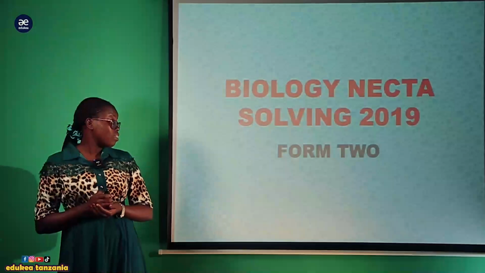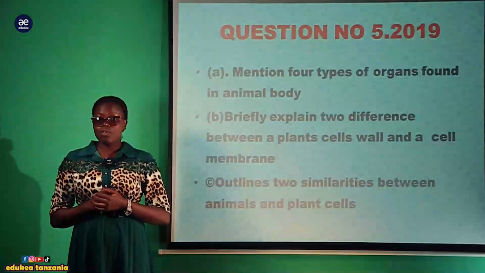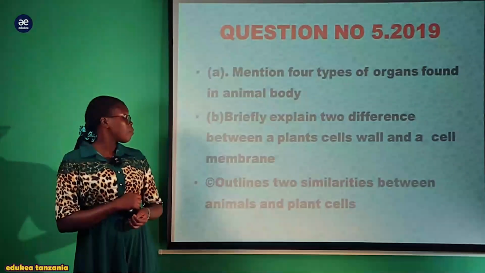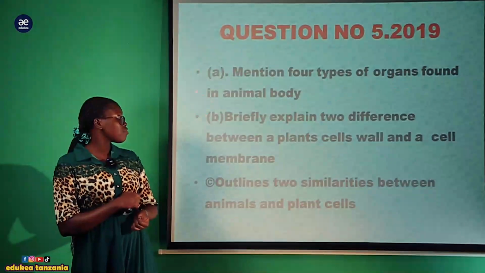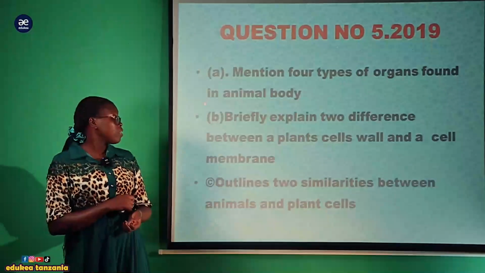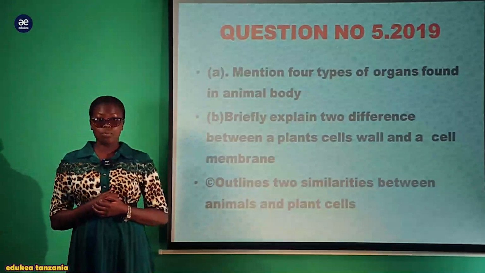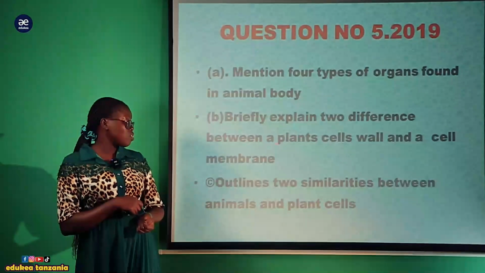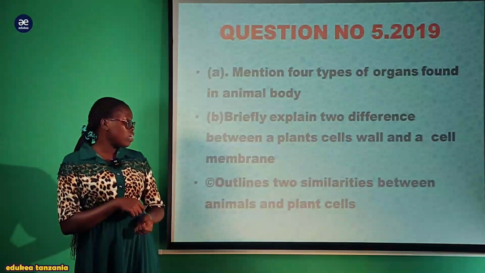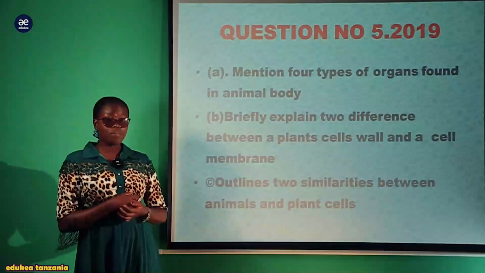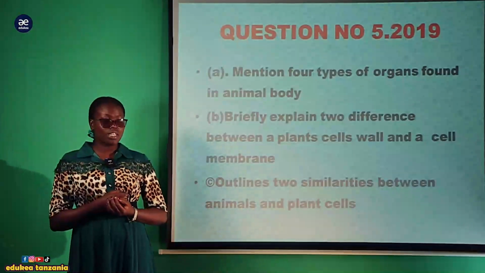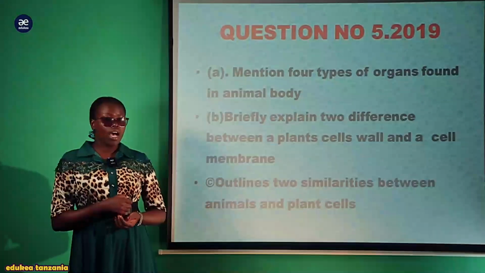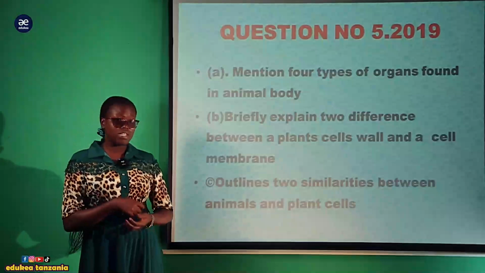Starting with question number 5 for the year 2019, the question states that Roman A, mention 4 types of organs found in animal's body. Roman B, briefly explain the difference between plant cell and animal cell: cell wall and cell membrane. And the last question, Roman C, states that outline 2 similarities between animal and plant cells.